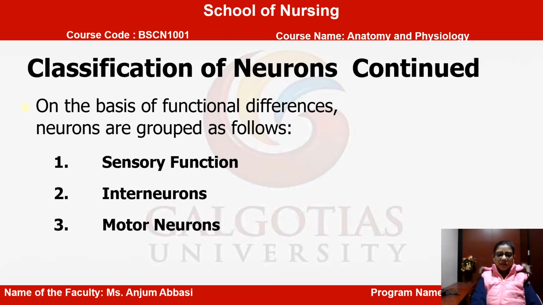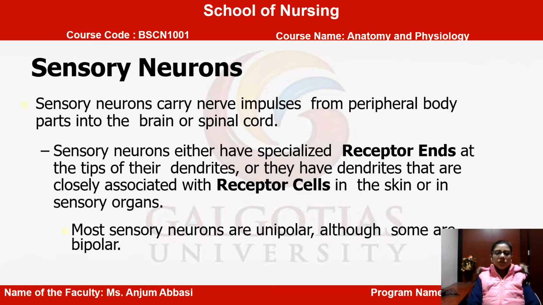First one is sensory neurons, second is interneurons, and third one is motor neurons. So sensory neurons, how do they function? Sensory neurons carry nerve impulses from peripheral body part into the brain or spinal cord. तो आपके peripheral body part से brain को जो भी information मिल रही है, that is because of the sensory neuron of that peripheral body part.